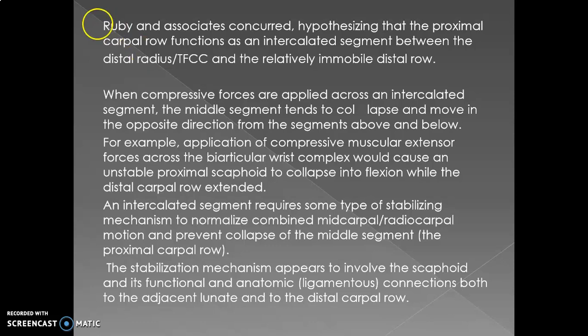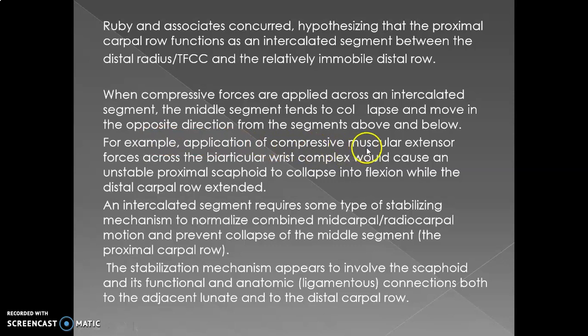How do they move? During compression, the middle segment tends to collapse and move in the opposite direction of the segment above and below. So that means that the intercalated segment during compression will move in a different direction from that of the radius as well as the distal carpal row. You have to keep that in mind. For example, application of compressive muscular extensor forces.